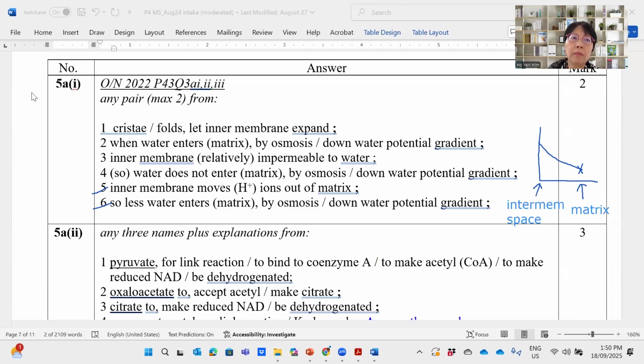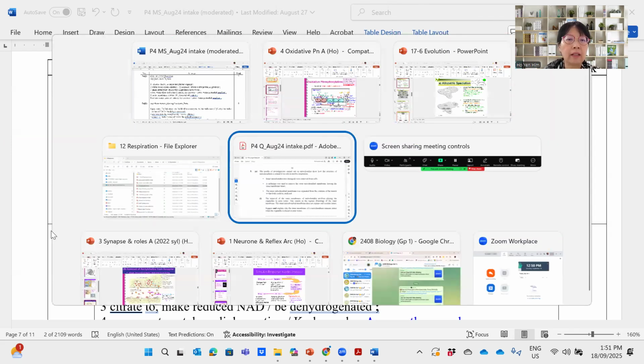When the proton is being pumped out, then you know that the water potential inside the matrix will, sorry, what's being pumped out? Proton, right? So fewer solutes, so water potential will increase. So the water potential gradient will become less steep. So water movement into the matrix becomes slower. The rate becomes slower. So it will not burst. Okay? Right.